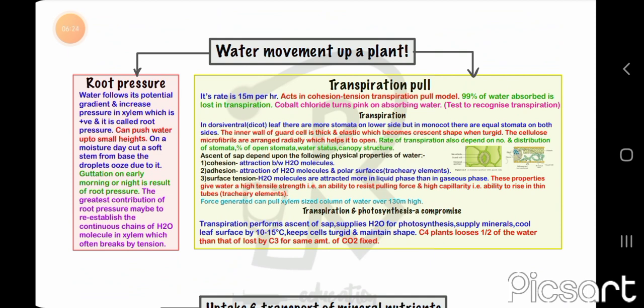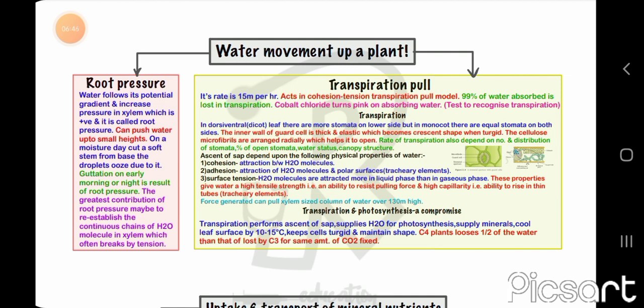Transpiration pull: its rate is 15 meters per hour, and it acts in the cohesive tension transpiration pull model. 99% of water absorbed is lost in transpiration. Cobalt chloride turns pink on absorbing water.